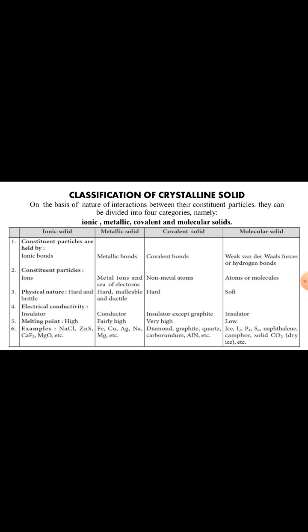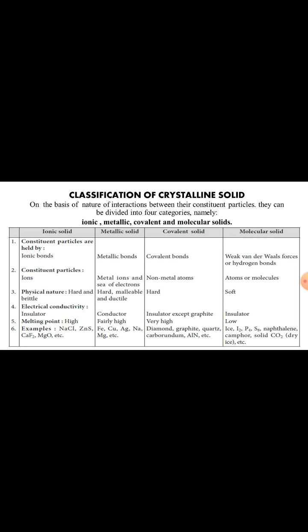These molecules or atoms are held together by van der Waals force of attraction, dipole-dipole interaction and hydrogen bond. Due to weak force, these solids are soft and also insulators because no charge separation takes place.